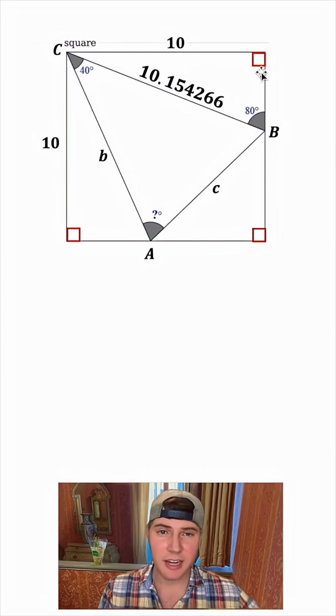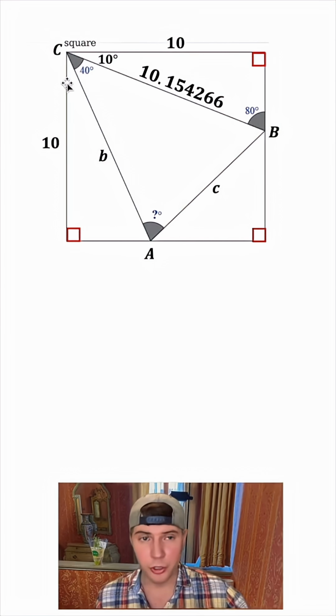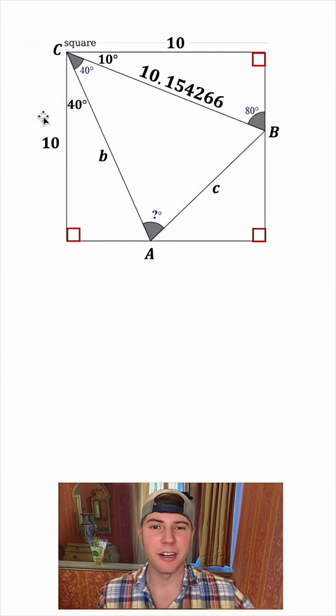So since this is 80 and this is 90, this last angle has to be 10 degrees. And then we know this whole corner's 90 degrees. 10 plus 40 is 50, which leaves us 40 for this angle right here. And then this is another right triangle, so we have 50 for down here.